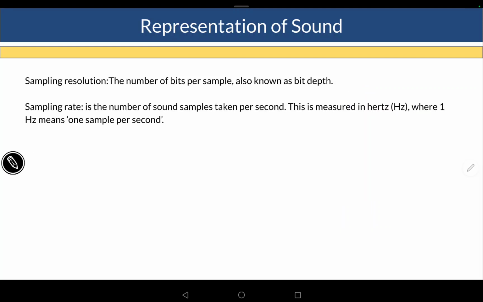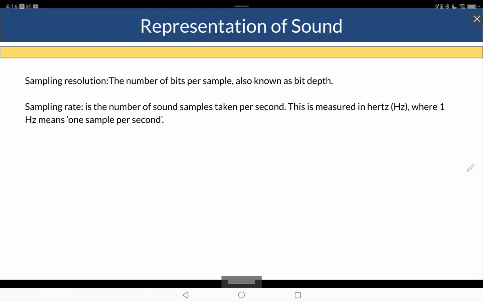Now let's look at sampling resolution and sampling rate. There are two things that affect the sound quality: sampling rate and sampling resolution. Now, what is sampling resolution? Sampling resolution is also called bit depth. It is how many bits are used to store each sample.